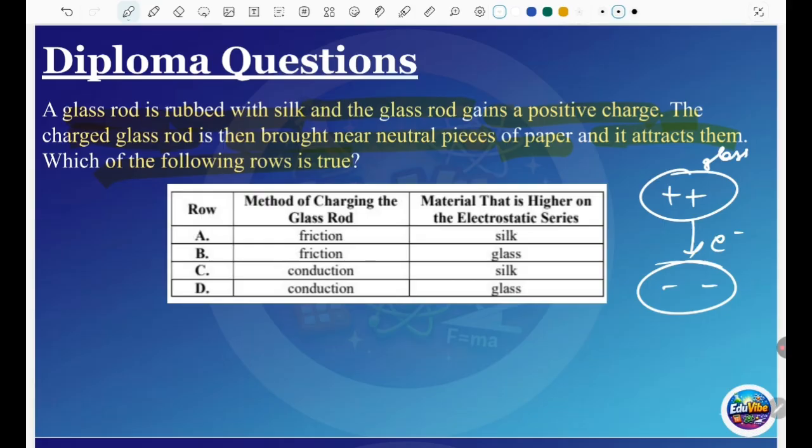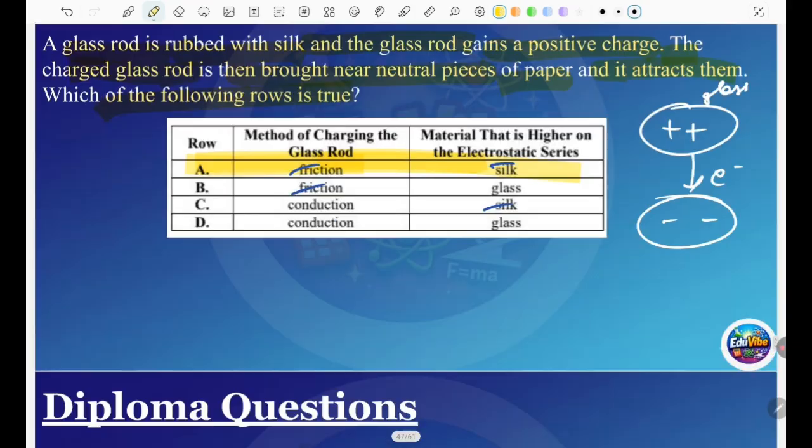So what is the method of charging the glass rod? We are rubbing, so this means this is friction. And which material is higher on the electrostatic series? Silk is higher, and glass is lower on the series, because silk has more capacity to attract positively charged things. So which is the option for this? The A option. So this is the A option.